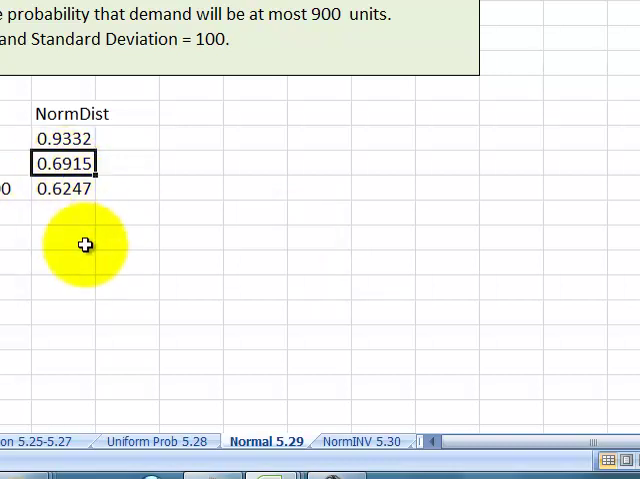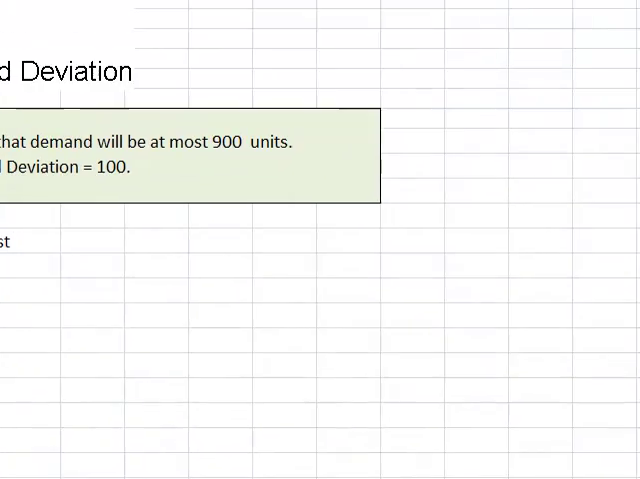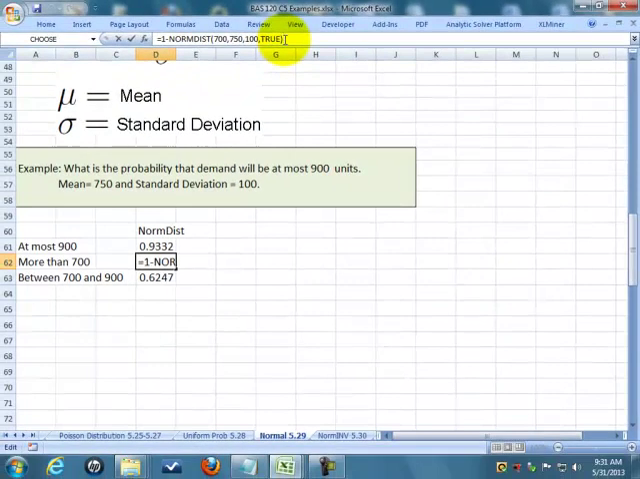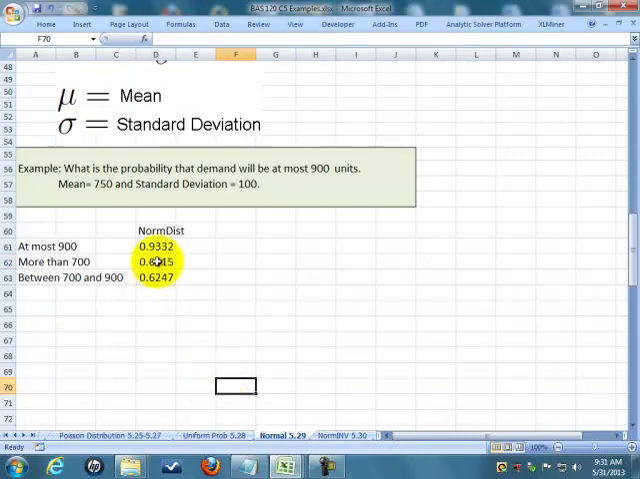Now, what about more than 700? Notice what I'm doing here. Remember, our cumulative distribution function gives us the area from left to right. So if I say NORM.DIST up to 700, that'll tell me all the area to the left of 700. But my question is, what is more than 700? Well, if I take 1 minus how much is less than 700, I'll have how much is more than 700, which is right there, 69%. And again, that makes sense. If the mean is 750, 700 and more has to be more than 50%.